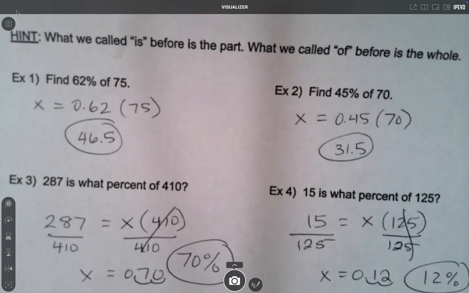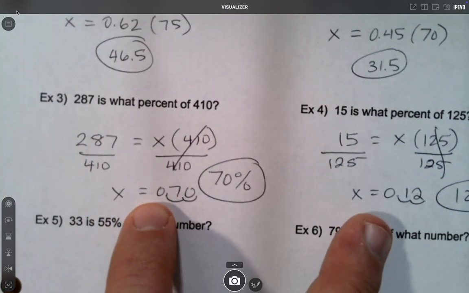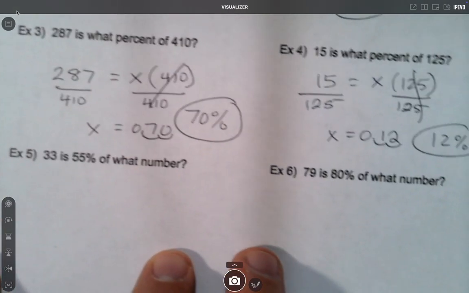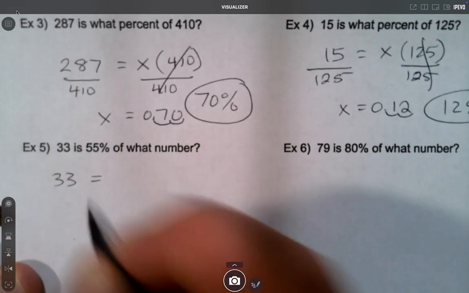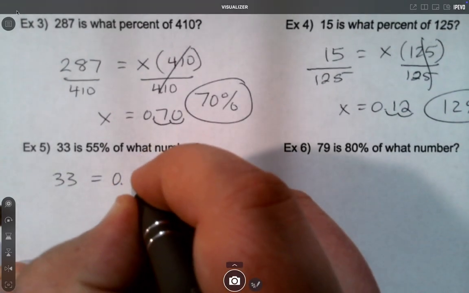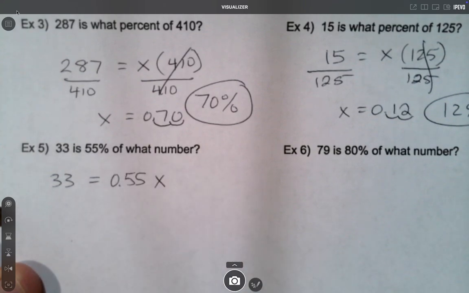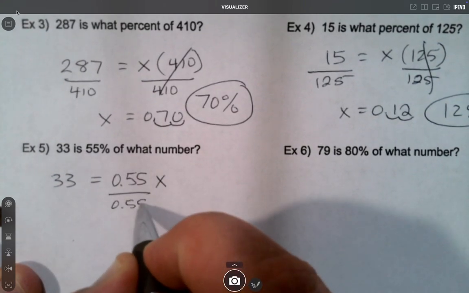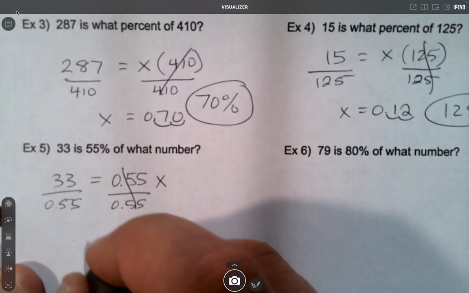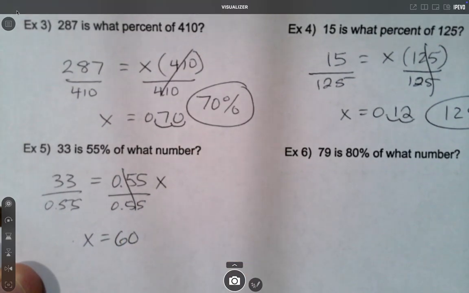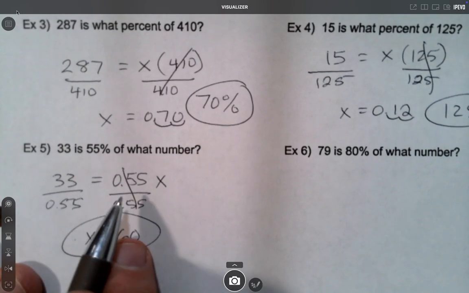So those of you who know patterns might notice we solve for the part in these two, we solve the percent in these two, and wait for it, we're going to solve for the whole in the last two. So 33 is, that's our part, 55% of what number? We don't know the of. So we'll divide both sides by 0.55. And it turns out x is equal to 60. So the whole is 60. 33 is 55% of it.